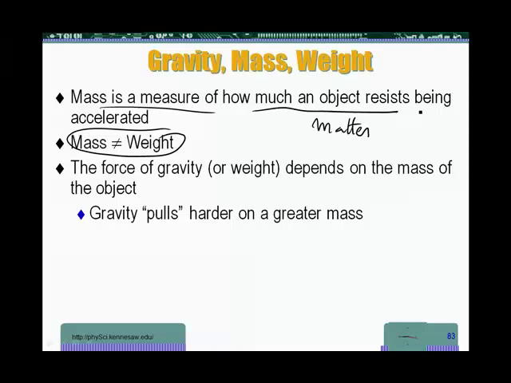For example, if it is an amount of rice, how much rice do you have in it? If it is a person, how much matter is in that person. Now, the weight, we also call it force of gravity or gravitational force. It's going to depend on the mass of the object. The greater the mass of the object, the greater the pull that the Earth is going to exert on that object.